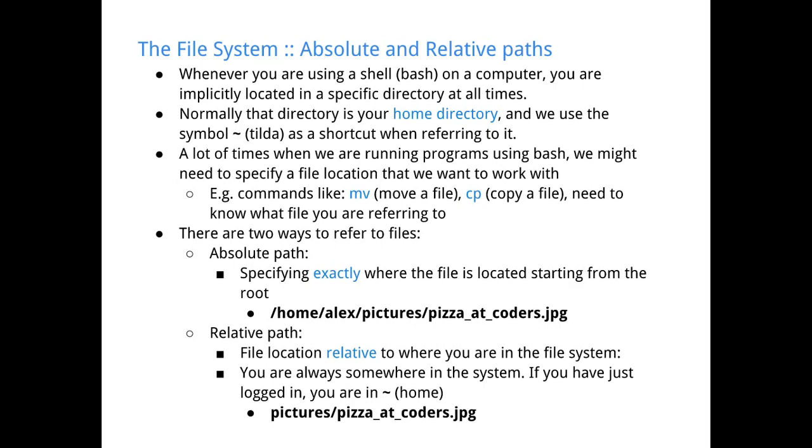So if I'm already in my home directory, and I know that right in this directory there's my pictures folder, I don't have to go home Alex, I'm already in home Alex. So I can just specify pictures/CCSF Coders, whatever. And this is the same thing as typing out home, so tilde/pictures/pizza coders. Okay, so these are your absolute and relative paths.